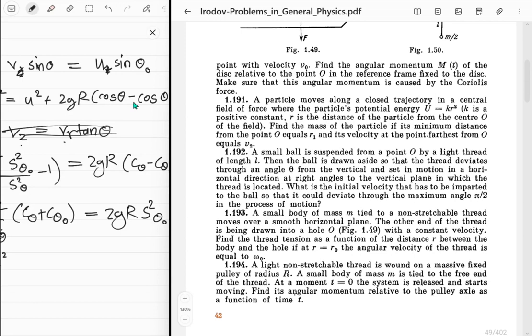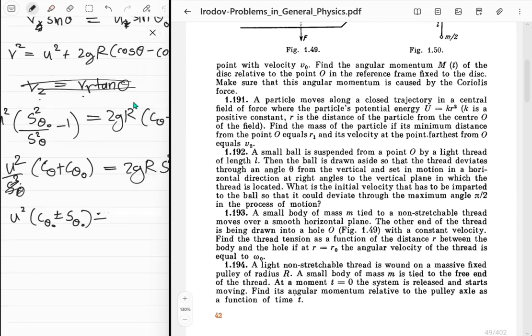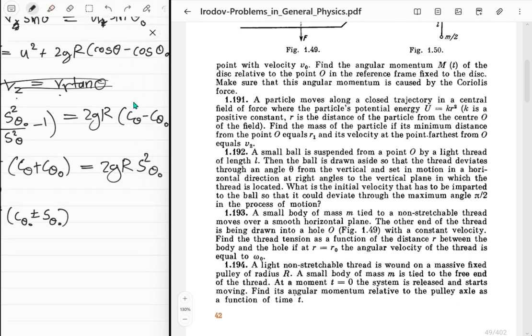Just put negative sine theta right there, or sine theta, doesn't matter. You want to put plus minus right there. So u squared cosine of theta naught plus minus sine theta naught is equal to 2gr sine squared theta naught. They didn't tell what kind of condition this is, whether it is the maxima or minima or whatever. Fine. But this is how it is.